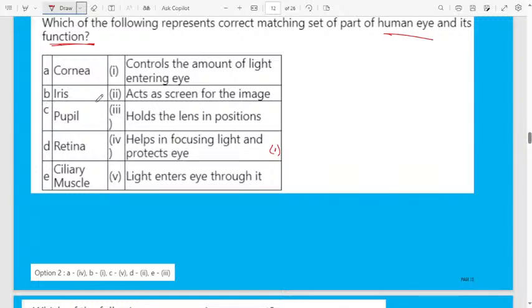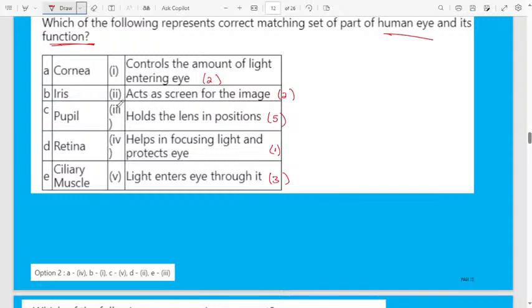Second one, iris. What is the use of the iris? It controls the amount of light entering the eye. Pupil, this is the third one: light enters the eye through it. With the help of the pupil only, the light will enter. Retina acts as a screen for the image. Ciliary muscle holds the lens in proper position. This is the fifth one.